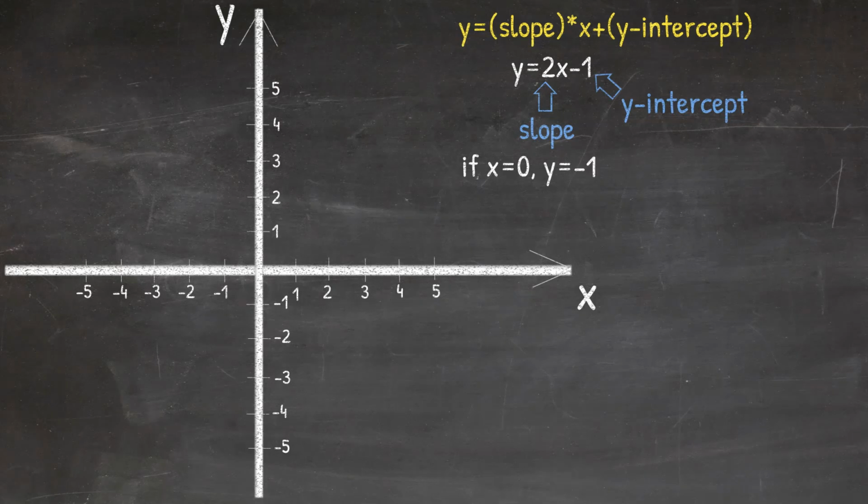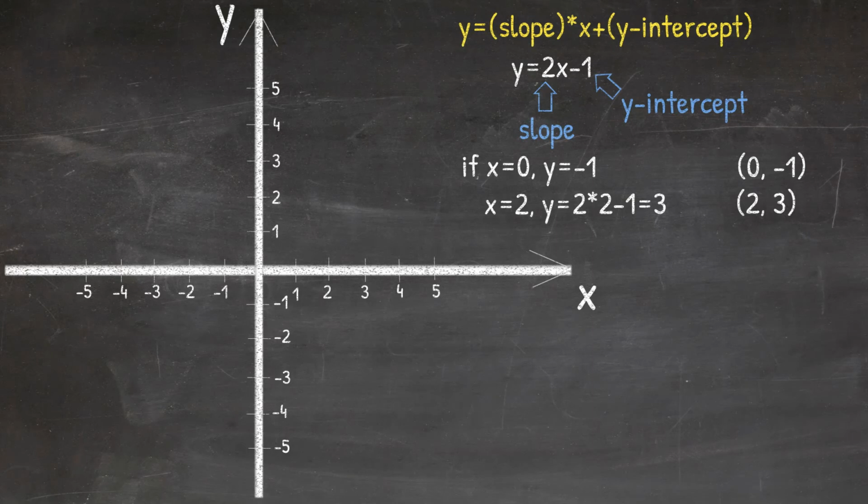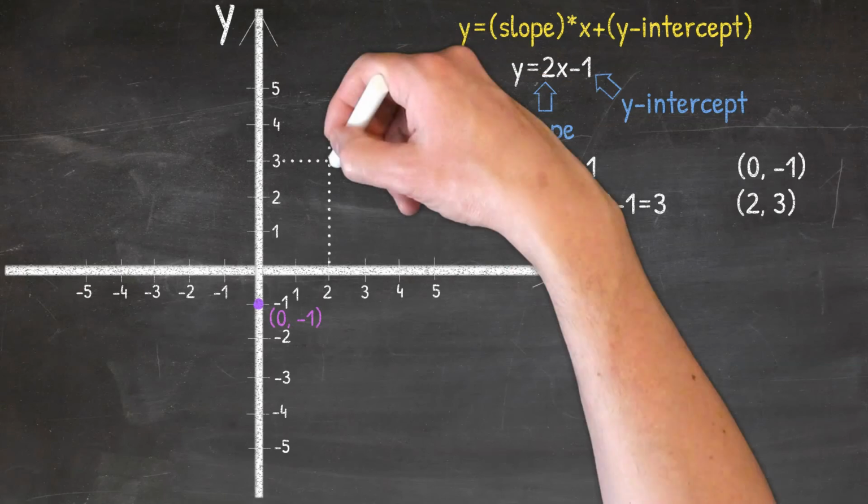So one of the 2 points is at the location of x 0, minus 1 is the y coordinate, 0 and minus 1. And the second point, let's take number 2, x equals 2, and then plug into the formula, y equals 2 times x, which is 2, minus 1, and that equals 3. So the second point would be x coordinate 2, y coordinate 3. So the location is at 2 and 3. Now let's plot the 2 dots and connect them into a line.